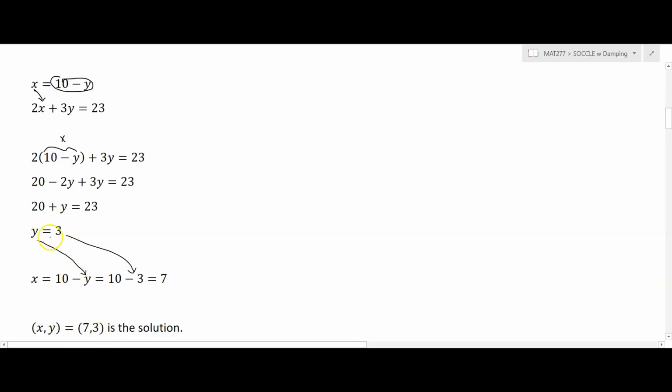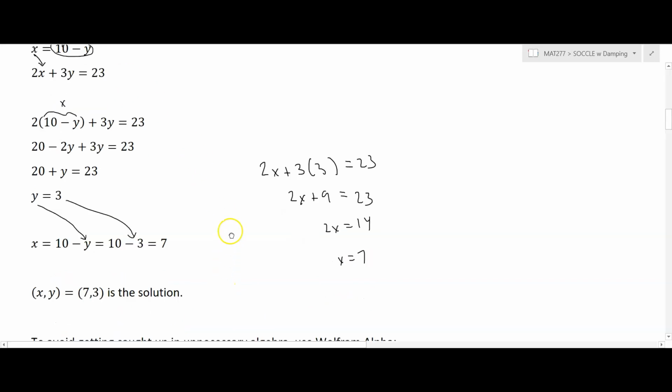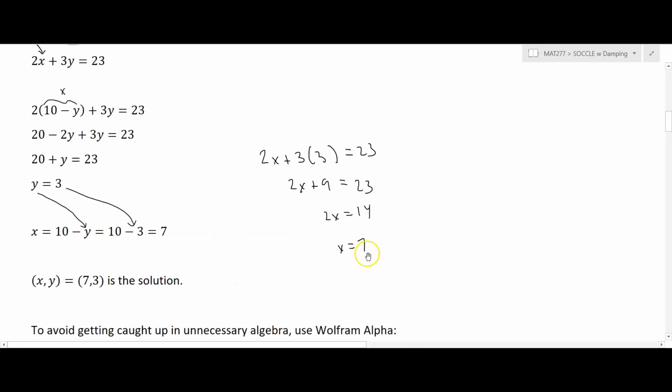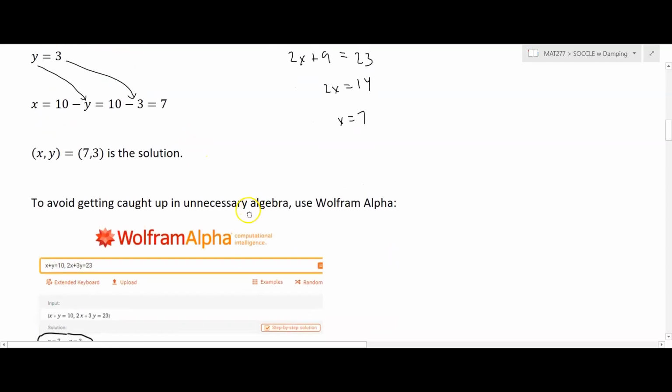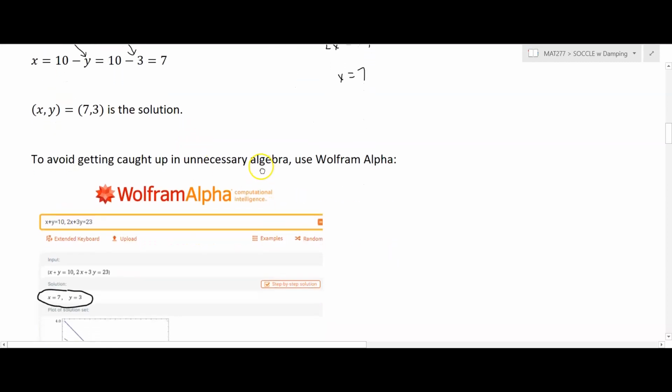Now, if you had plugged in y equals 3 up here, let's say 2 times x plus 3 times 3 equals 23, and solved for x, you would get exactly the same answer. You get 2x equals 14 and x equals 7, which is the same answer we got here. So once you find one of the values that they share in common, the other value corresponds to the value you've already found. Therefore, it's not important which one you plug it into. Anyway, the point is, this is unnecessary. It's just extra algebra. We don't want to get tied up in that.